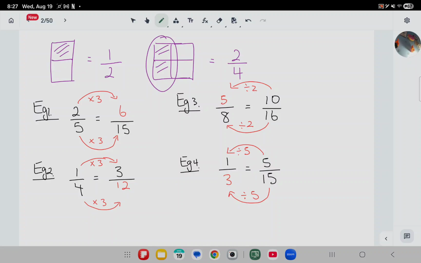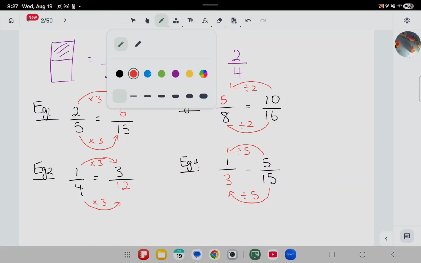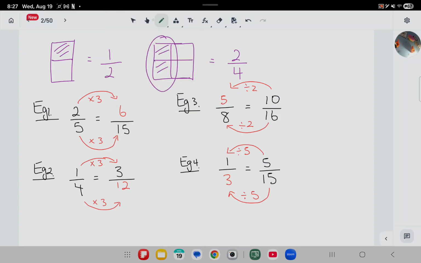Alright, equivalent fractions, as I said, show that fractions are equal. They are equivalent. They are equal. Always remember, when we are moving from a smaller number to a larger number, we multiply. And when we are moving from a larger number to a smaller number, we divide. Alright? So here is just another diagram to show the example again.